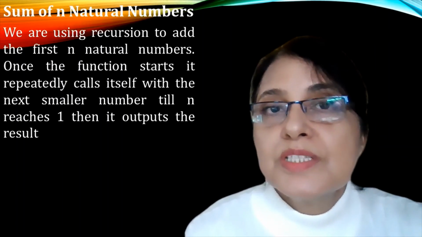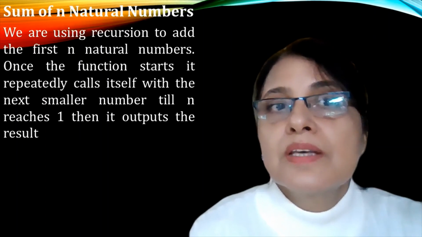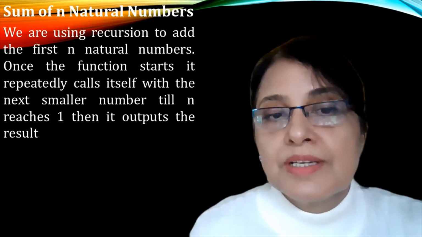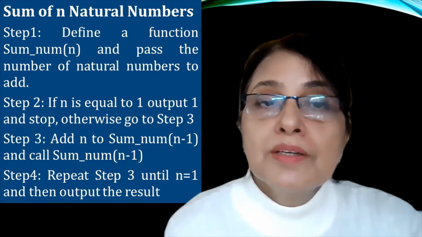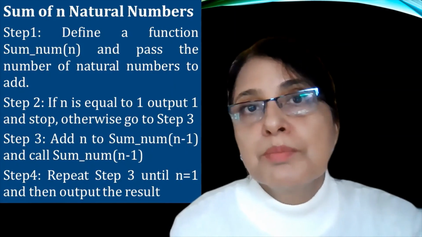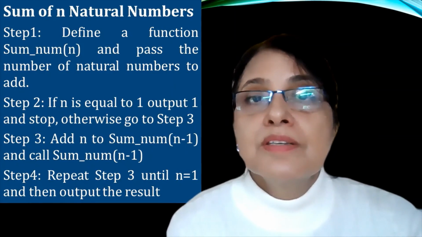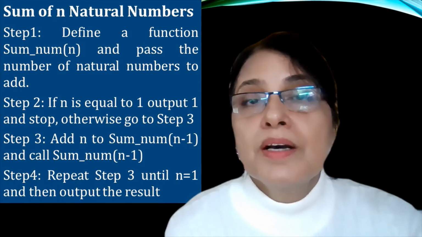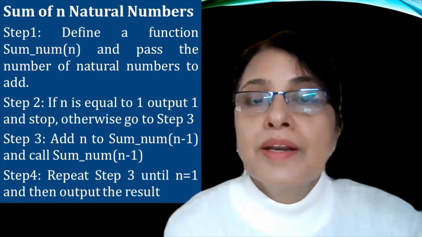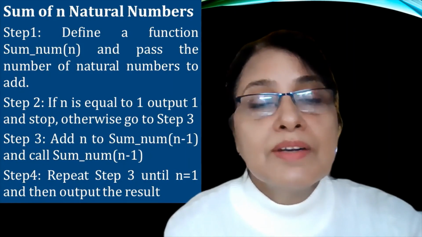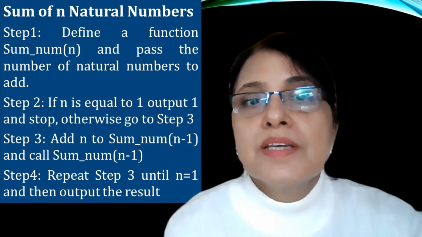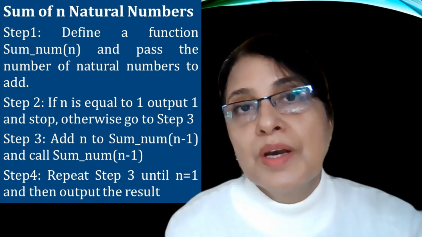Now we look at the sum of n natural numbers using recursion. Once the function starts, it will repeatedly call itself with the next smaller number till n reaches 1, and then it will output the result. We're going to define a function sum_num, to which we pass a variable n, which is the number of natural numbers you want to add. If n is equal to 1, output 1 and stop. Otherwise, go to step 3, where we add n to sum_num(n-1) and call that function sum_num(n-1). We repeat this step until n is equal to 1, and then we output the result.